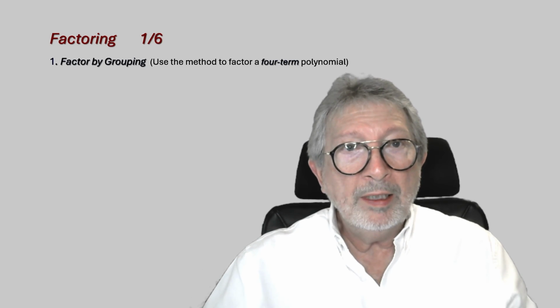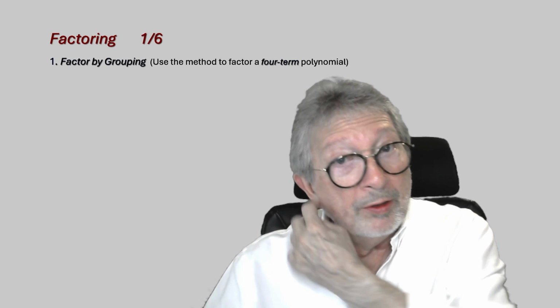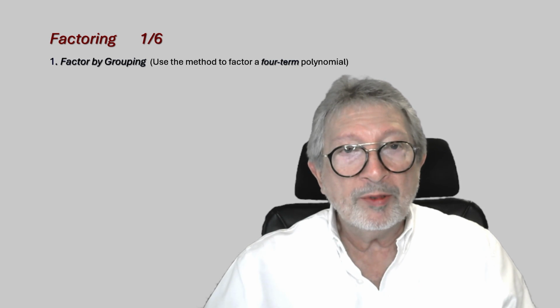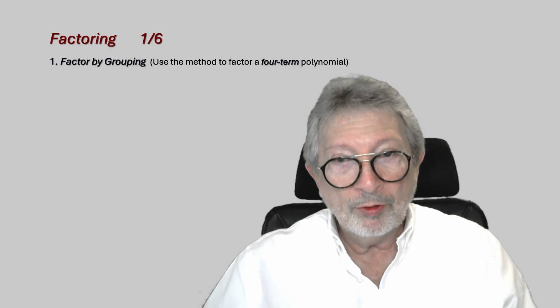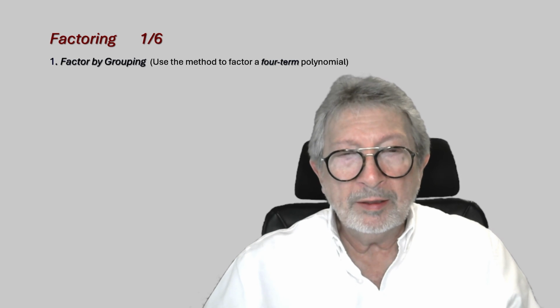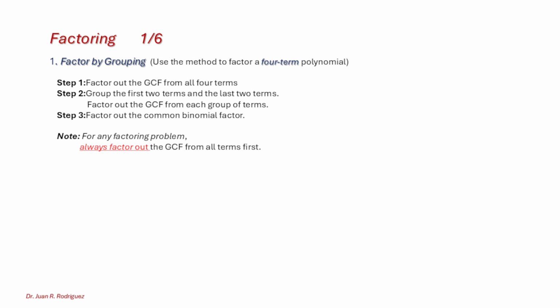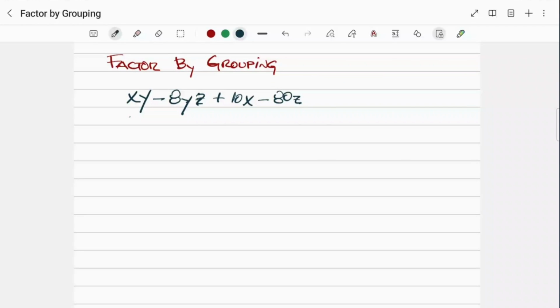Okay, then let's review how we factor a polynomial with four terms. The procedure is called factor by grouping. Let's check our first exercise. Okay, our first exercise by grouping is that exercise.